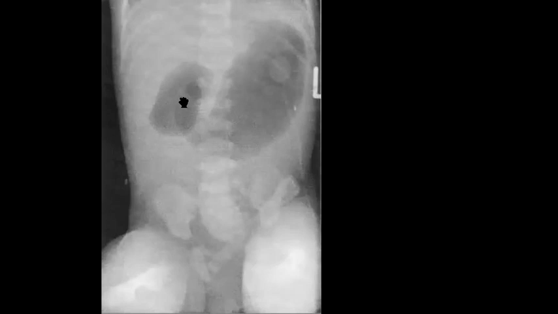The further management in this case, if they ask you about this, will be an upper GI contrast study to confirm the diagnosis, and urgent referral to pediatric surgery. You need in this patient to check other associated congenital anomalies. They like to ask you in the MCQ about this.